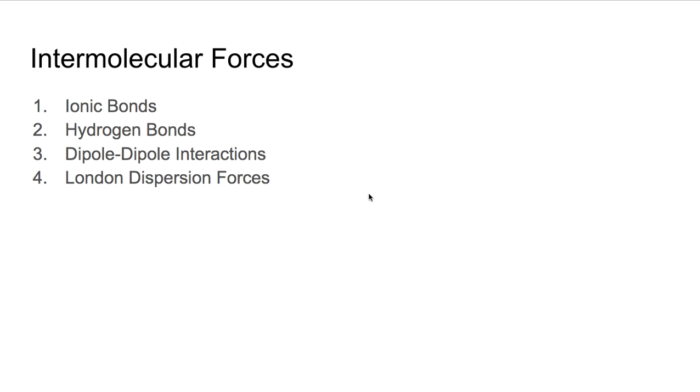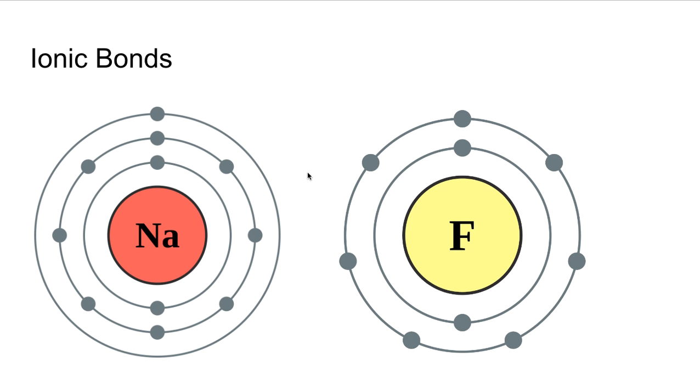So before I go over vapor pressure, first I want to review the intermolecular forces with you. The first strongest is our ionic bond, the second strongest are hydrogen bonds, the third strongest are dipole-dipole interactions, and the fourth strongest, or the weakest, are London dispersion forces.